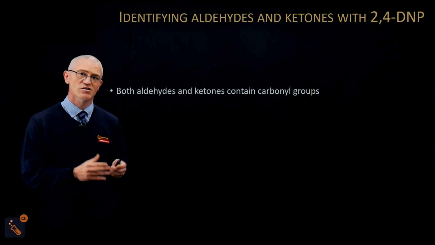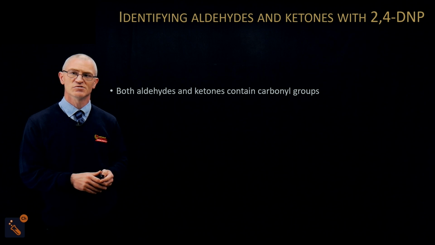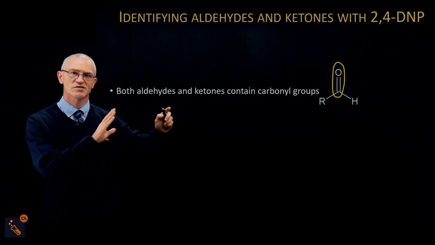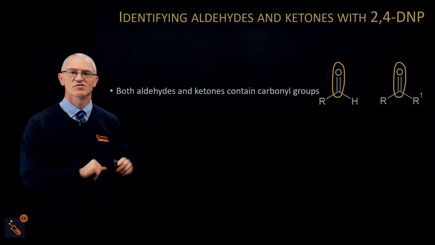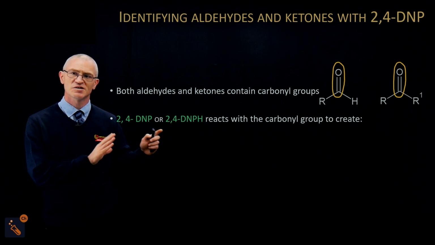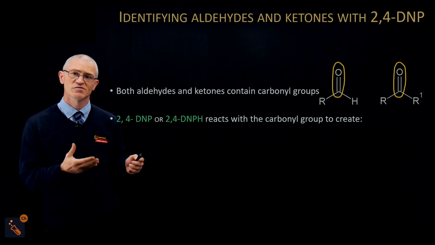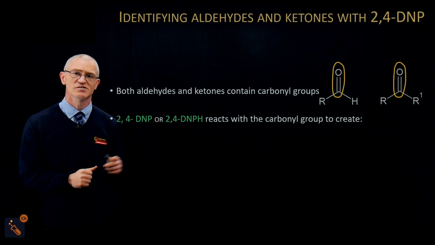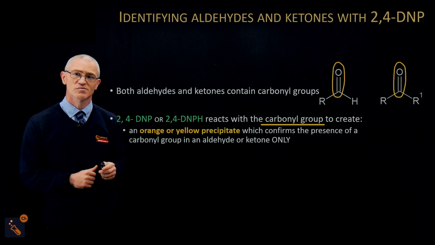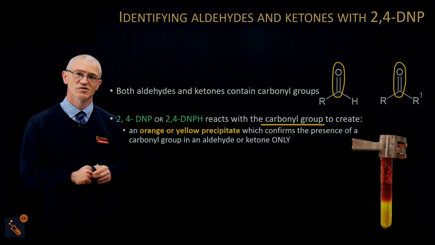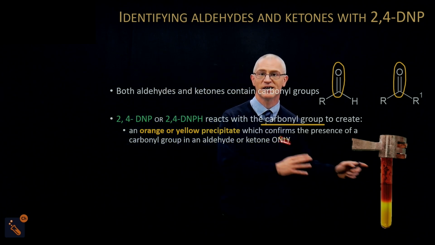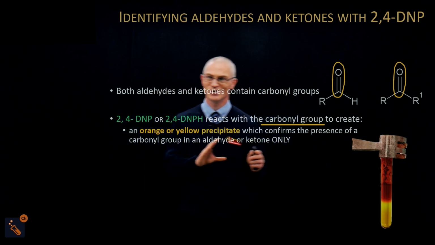So just a reminder of identifying aldehydes and ketones with 2,4-DNP. Both aldehydes and ketones have carbonyl groups. So you can see the carbonyl groups being highlighted on the right there for a ketone and an aldehyde. Okay, now 2,4-DNP, or you can call it 2,4-DNPH, reacts with the carbonyl group that's highlighted. Now, this carbonyl group can react to form an orange or yellow precipitate. And you can see the orange or yellow precipitate here, but when we go actually into the lab, we can see this being made, and it's quite beautiful.